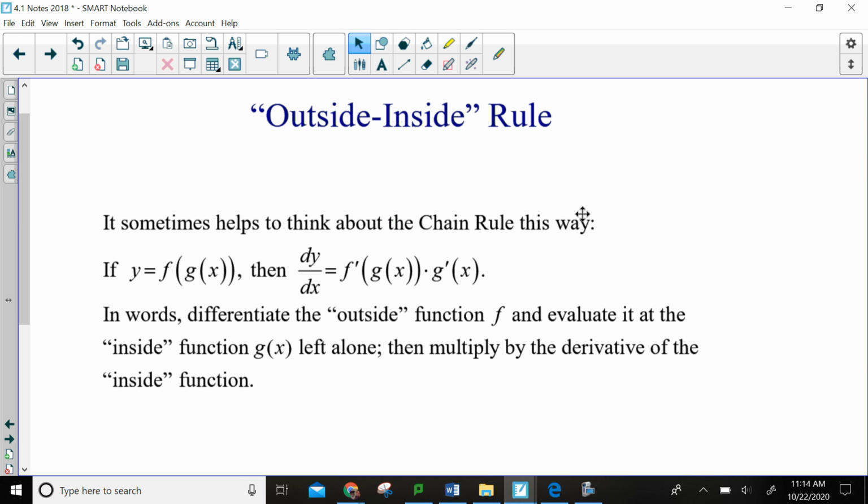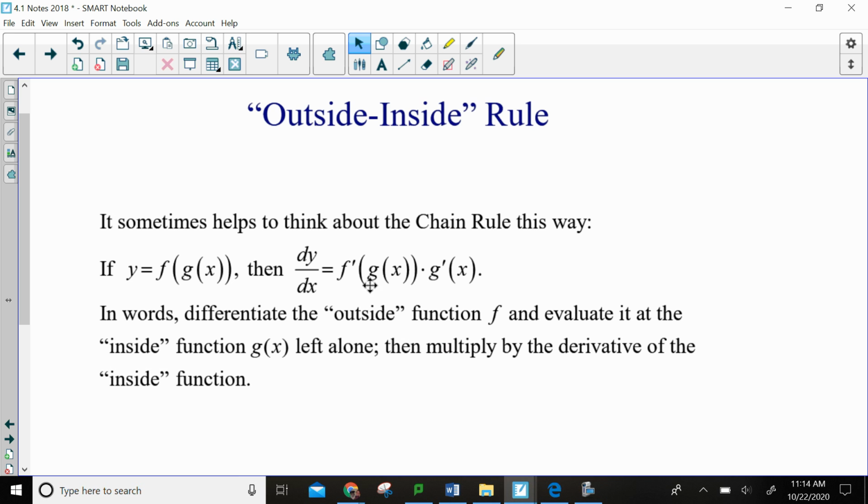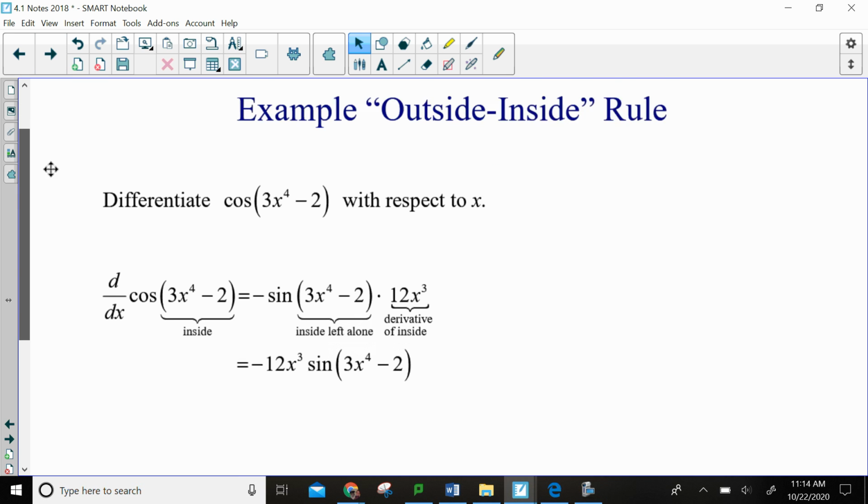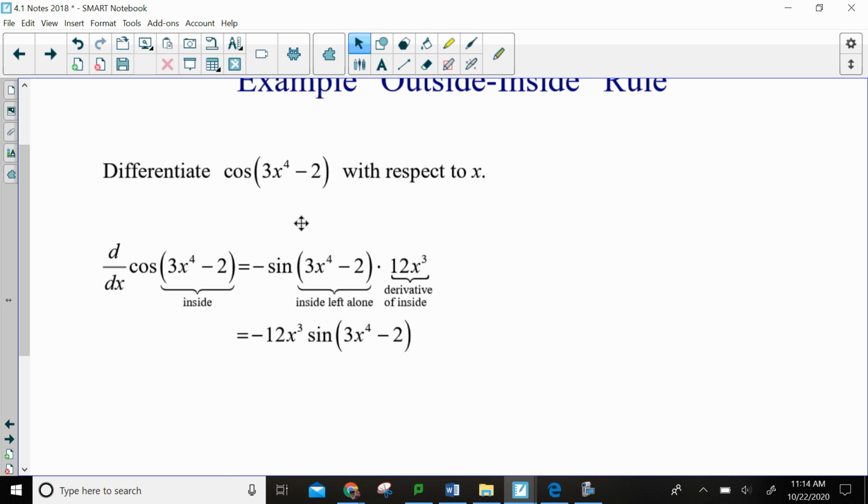Outside-inside rule. I've already kind of talked about this, but we want to think about it as finding the derivative of the outside multiplied by the derivative of the inside. So an example of the outside-inside function, looking at this right here, my outside function is the cosine, the inside function is 3x to the fourth minus 2. So we are going to find the derivative of the outside, that's negative sine. The inside gets left alone, remains the same, and then multiply by the derivative of the inside. Now, normally I like to put this value in front. They did as well, just so we don't confuse that with being multiplied by what's in the parentheses there.